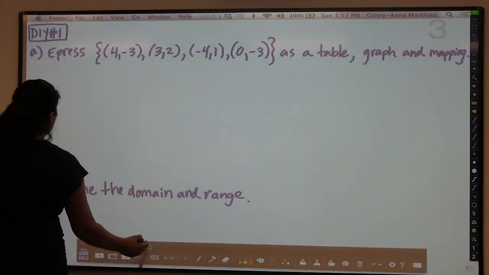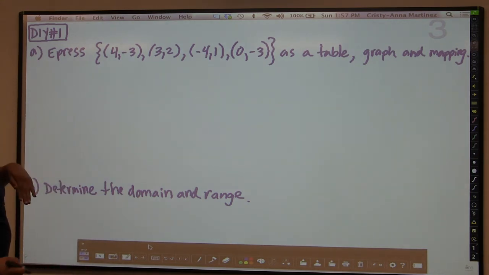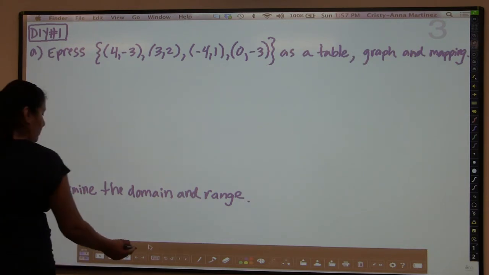Now we're going to have you try one on your own. There is your set, and again, they want a table, a graph, and a mapping diagram. And then after you're done with all that, you can determine what the domain and range are.